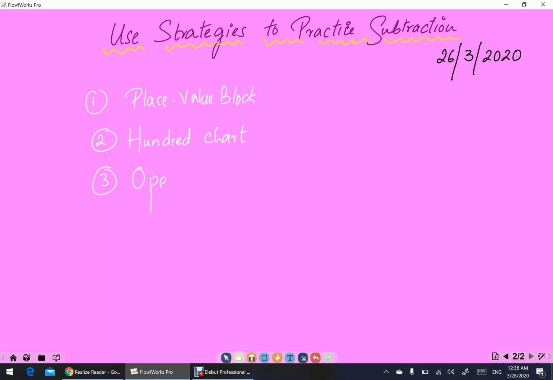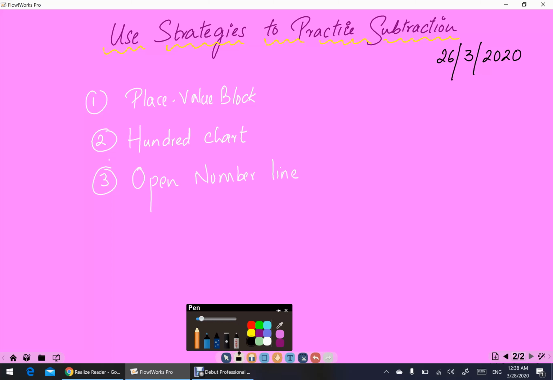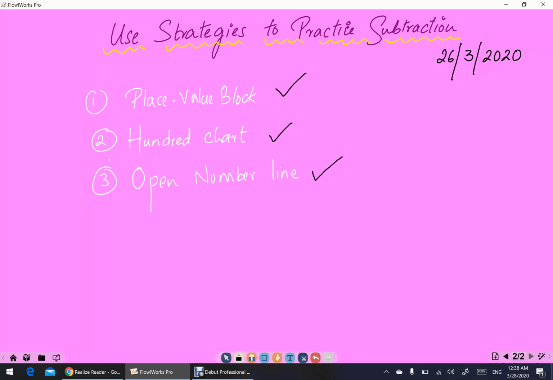the open number line. Very good. So in this lesson, we will use any one of these strategies. You can use place value blocks, or you can use a 100 chart, or you can use an open number line. When you see an equation, you have to choose which strategy will be easy for you to apply on that equation. Let me give you an example. What are we going to learn today?